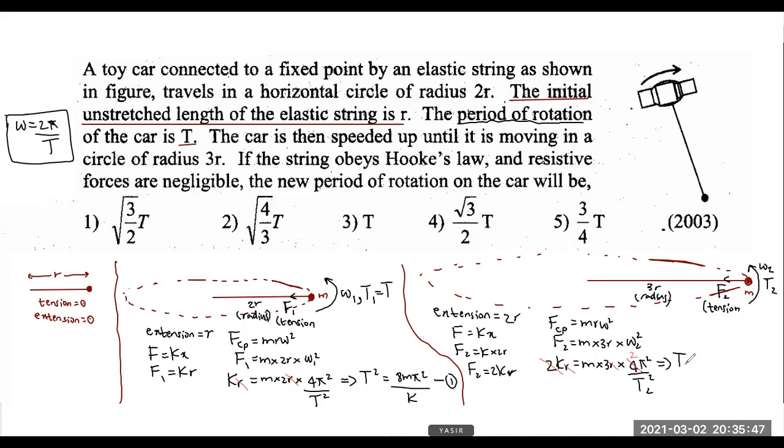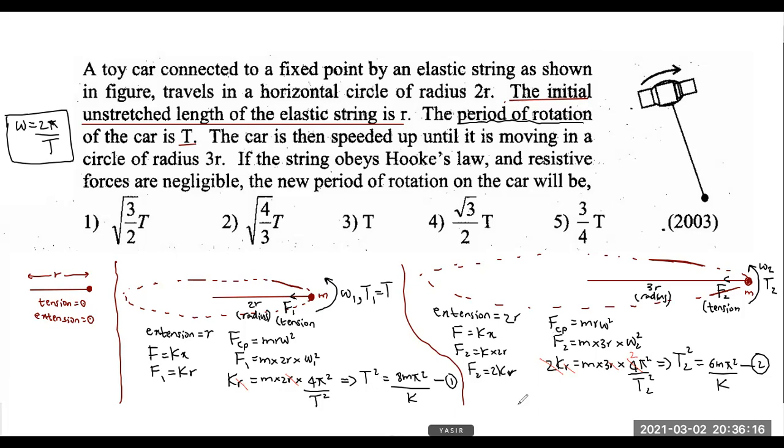If you make T2 the subject, T2 squared, guys, it's going to be equal to 6 m pi squared divided by k. 3 into 2 is 6. m and pi squared are there. T2 squared goes up, k comes down. Equation number 2. We are almost there. What should I do? I should find an equation for T2, that is the new period of rotation, in terms of T.